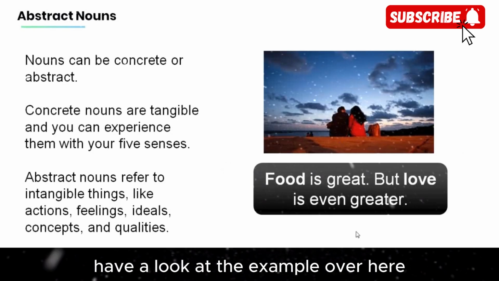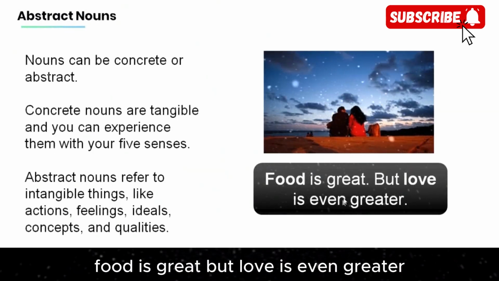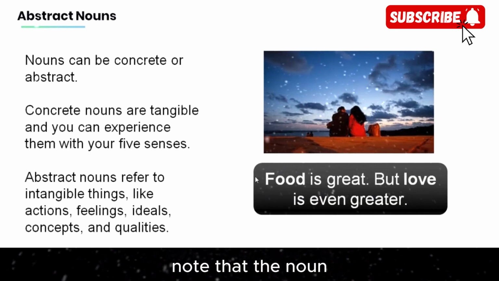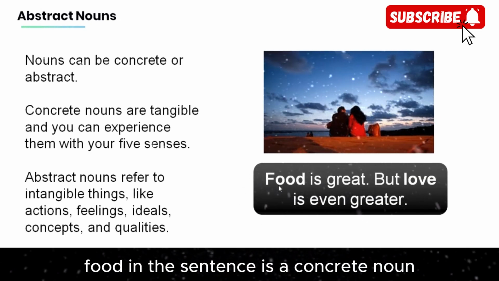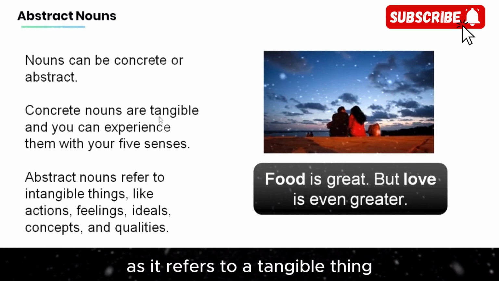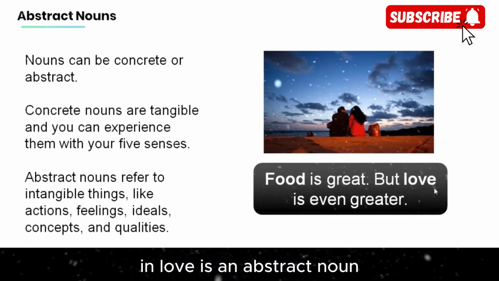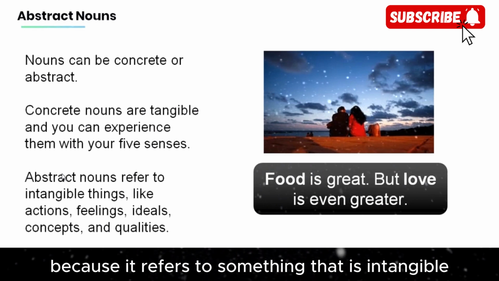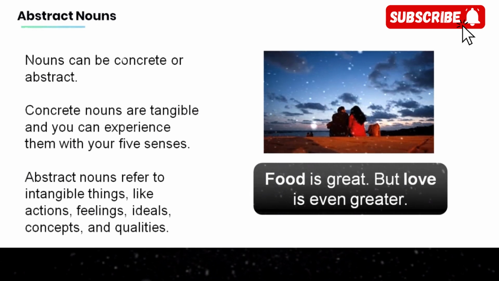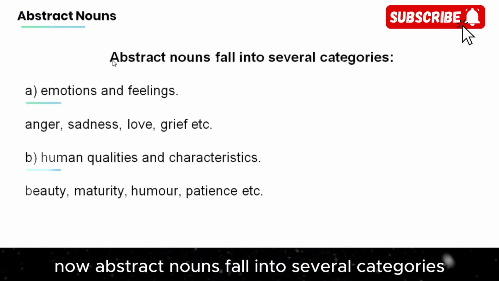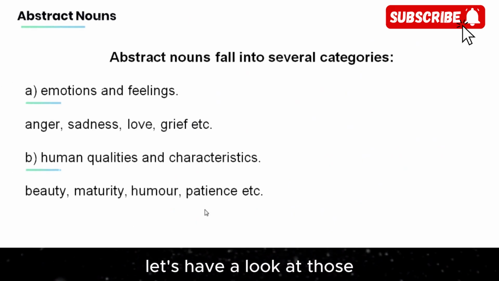Have a look at the example over here. Food is great, but love is even greater. Note that the noun food in the sentence is a concrete noun, as it refers to a tangible thing. And love is an abstract noun because it refers to something that is intangible. Feeling. Now, abstract nouns fall into several categories. Let's have a look at those.